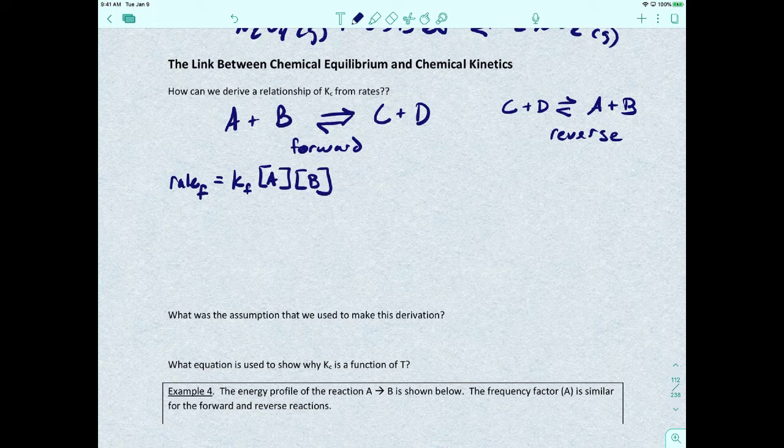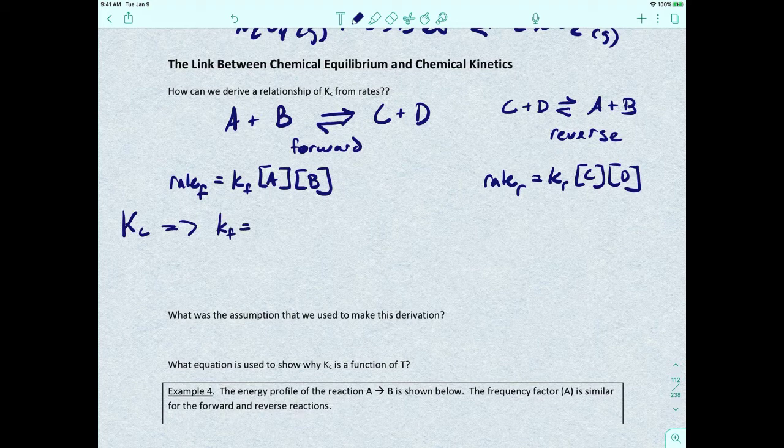I could also write a rate law for the reverse reaction. The rate law of the reverse reaction would be equal to the rate constant for the reverse reaction times the concentration of C times the concentration of D. Now, one of the things we said at the very beginning when we looked at equilibrium is that at equilibrium, the rate of the forward reaction has to be equal to the rate of the reverse reaction. So we could set these rate laws equal to each other.